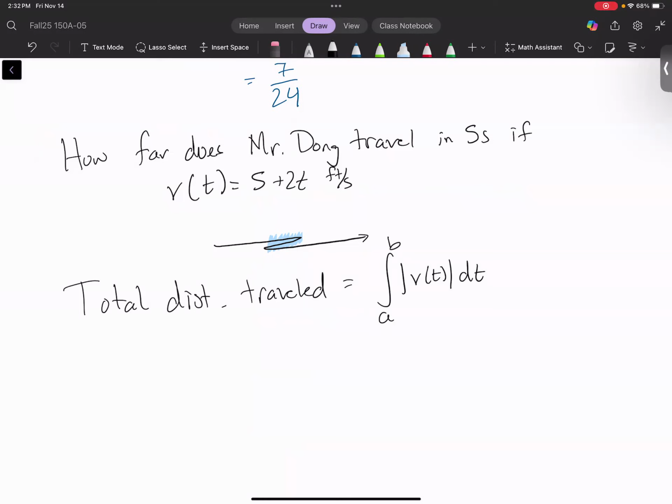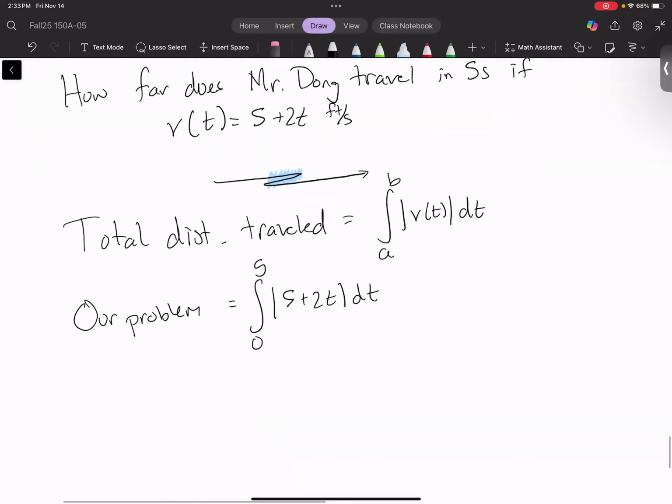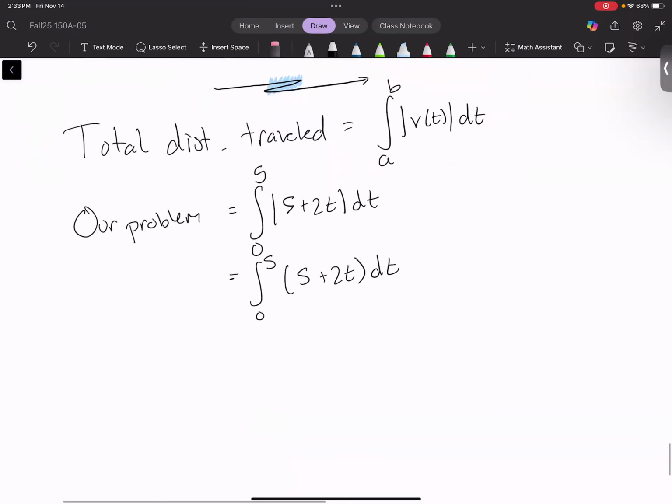Okay. Now, in this case, for our problem, it's going to equal the integral from 0 to 5, right? We're talking about 5 seconds here. Absolute value 5 plus 2t dt. In this case, my velocity is always positive. This is a positive function. You can graph it or plug in values. This is already positive, so the absolute value does nothing. And now we can integrate.